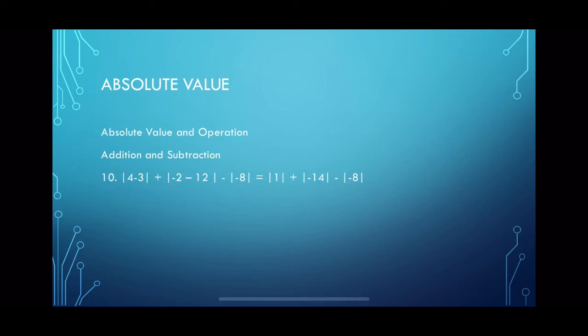And then negative 8. So the absolute value of 1 is 1, and the absolute value of negative 14 is 14, and the absolute value of negative 8 is 8. But we have the minus sign, so it will become minus 8. So therefore, 1 plus 14 is equal to 15 minus 8, so it will become 7.